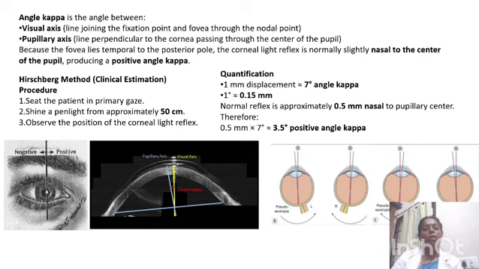Normally, the fovea is located slightly temporal to the posterior pole of the eye. Because of this anatomical arrangement, the corneal light reflex appears slightly nasal to the center of the pupil. This creates a positive angle kappa, which is a normal physiological finding. A large positive angle kappa may create the appearance of an outward deviation known as pseudo-exotropia, whereas a negative angle kappa may create the appearance of pseudo-esotropia.